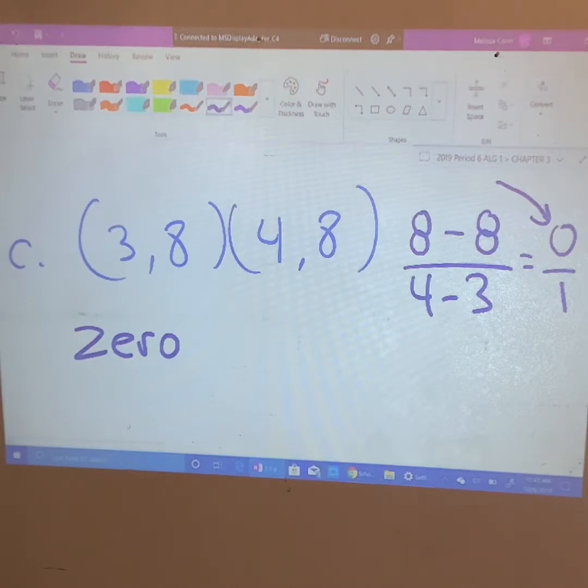And if we think back to our 4 pictures, anything that has a zero slope would be a horizontal line that looks like this. If I'm trying to imagine what that line looks like, it's a flat line.